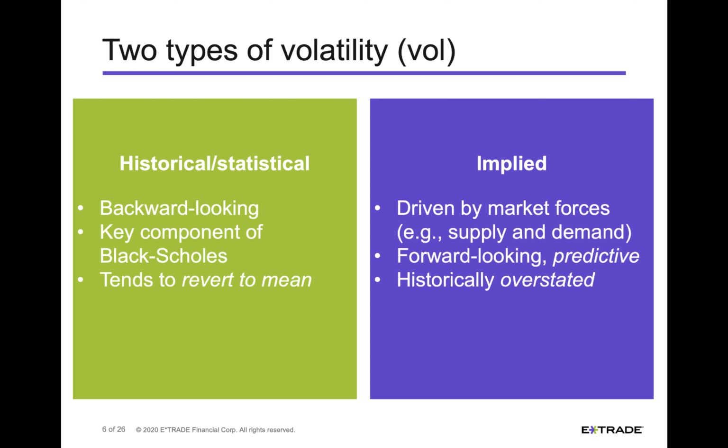So let's get down to the second point. Implied volatility is forward-looking. It can be predictive. That doesn't mean it's going to predict accurately, but it is giving you an indication of what the market thinks could happen. Let me give you an example.